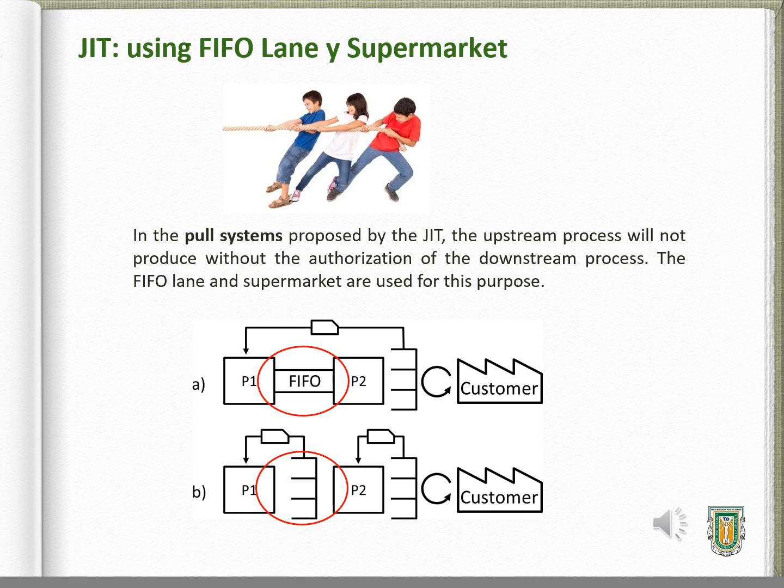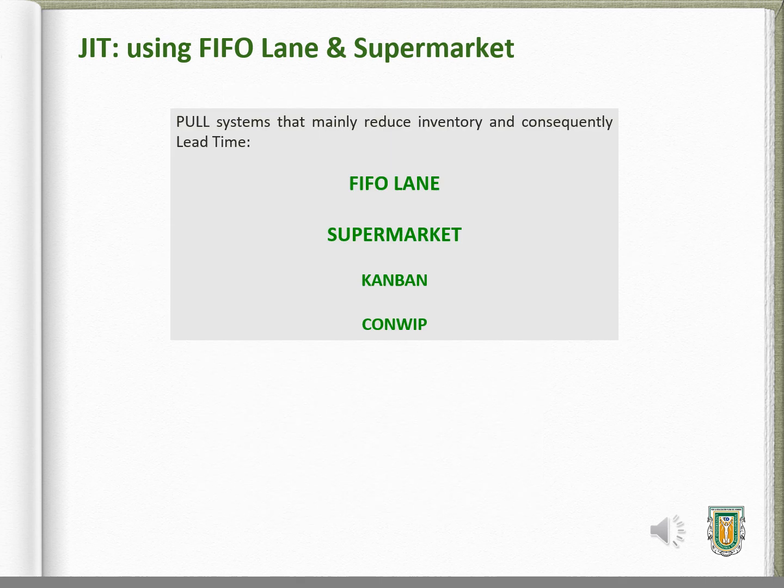In the pull systems proposed by the JIT, the upstream process will not produce without the authorization of the downstream process. Here, the FIFO lane and supermarket are used for this purpose. Examples of pull systems that mainly reduce inventory and consequently lead time are FIFO lane, supermarket, Kanban, CONWIP.